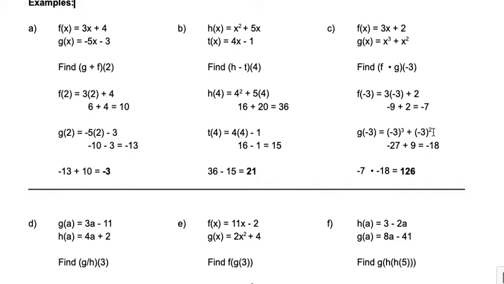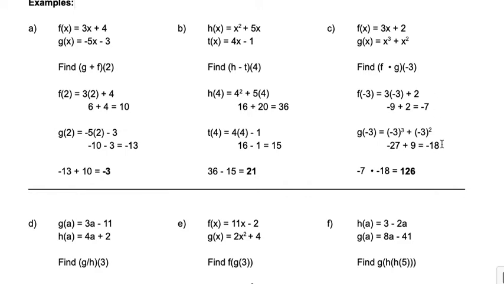Negative 3 squared, now if you did that on the calculator without the parentheses, it would say negative 9, which would be wrong. Remember, anytime you square a number, whether it's positive or negative, it will be positive. So that's why we get the plus 9. Then negative 27 plus 9 is negative 18.